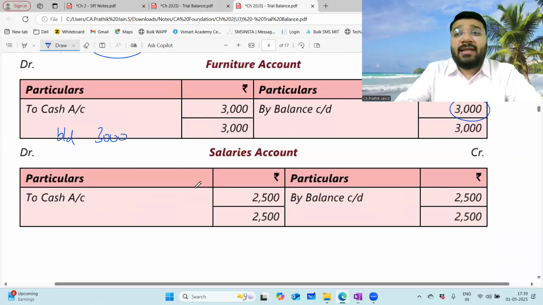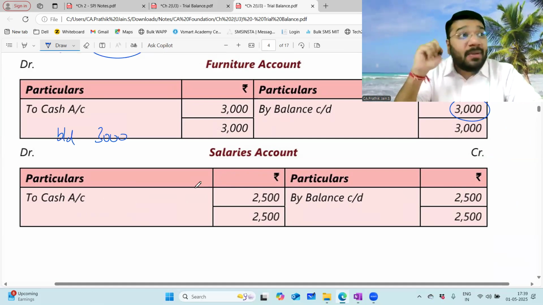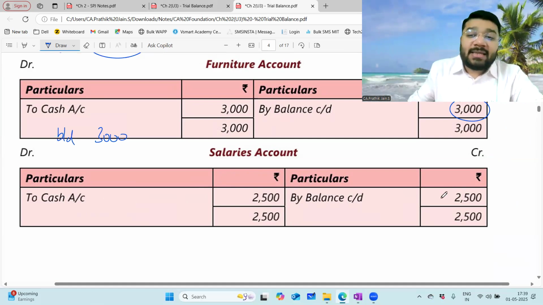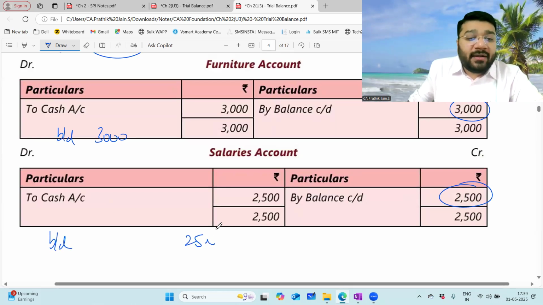Which Mahatma says salary is a nominal account, sir. This balance will not go to the trial balance. We are preparing draft trial balance 1. In that, all the nominal ledgers will be appearing. So now balance carried down is on which side? Credit side. Brought down is on the debit side, 2,500.